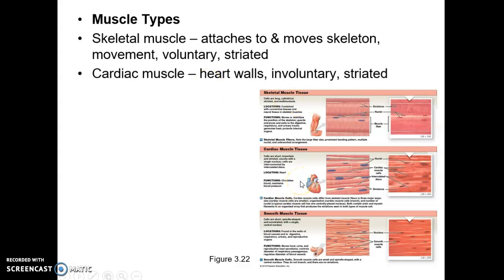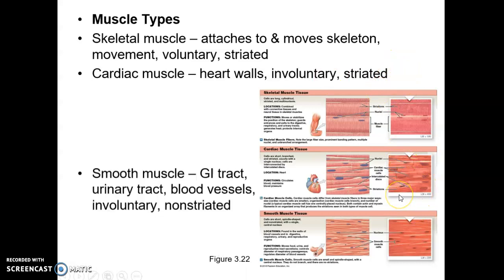Cardiac muscle, another type of muscle, is found in the walls of our heart to have our hearts be a nice efficient pump. Cardiac muscle is involuntary in the sense that it contracts on its own, which is convenient so you don't have to think about keeping your heart beating. And just like skeletal muscle, it is also striated in appearance.